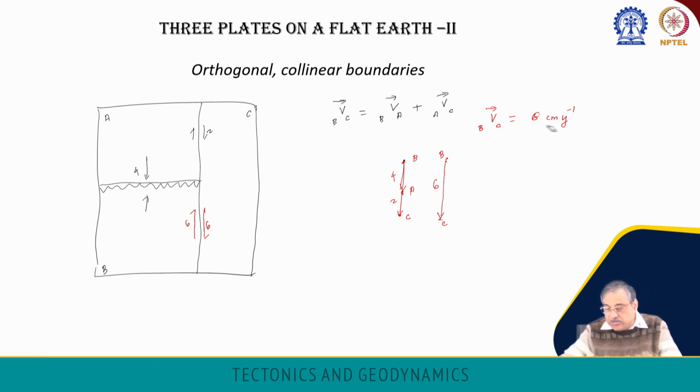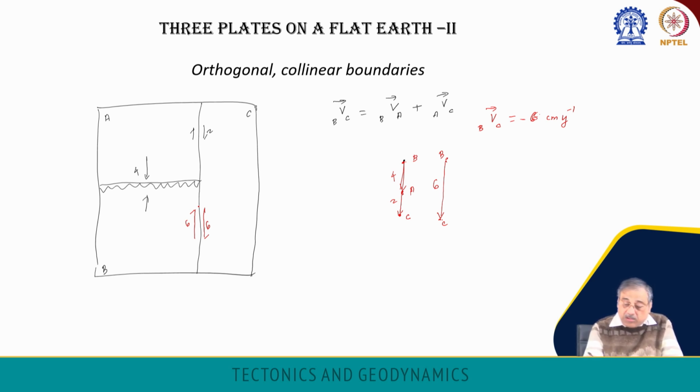So work this out and write it properly, and you get that to be 6 centimeters per year here. So this is 6 centimeters per year. So now we know that this is a dextral transform fault. So we have derived the nature of the plate boundary between B and C.